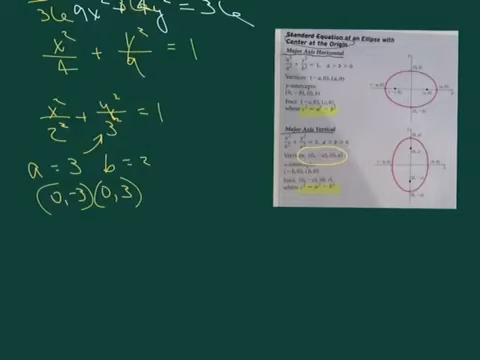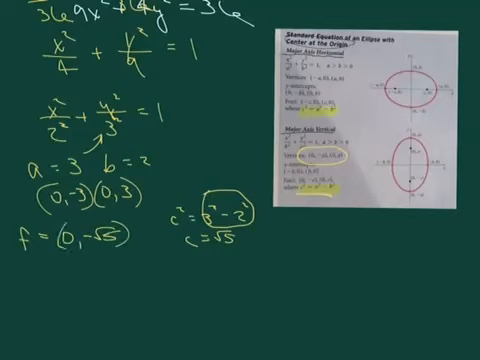And we know that, again, c squared equals a squared minus b squared. So c squared equals 3 squared minus 2 squared. So knowing that, we find that c is the square root of 5, when we do the math here. So 9 minus 4 is 5. C squared equals 5, so c equals the square root of 5. So then that tells me that my foci are at 0, negative square root of 5, and 0, positive square root of 5.